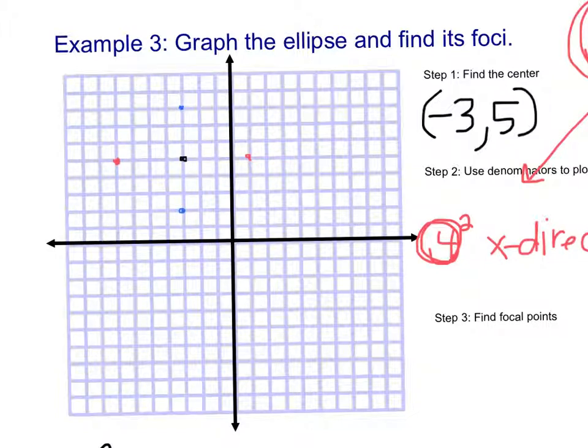So really at this point we have enough to make our ellipse. But this question also asks for one other thing, and that is to find the foci. Okay, the foci are points that are just equal distance from the center, and they're inside the ellipse. So I'm picturing something like right inside of here.